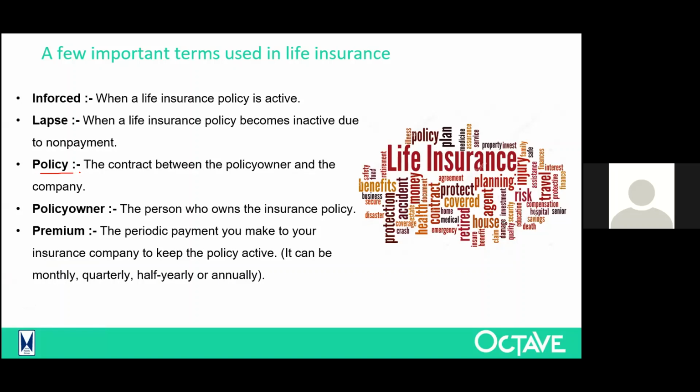Cool. Next, we have enforced and lapsed, points number 1 and number 2. Enforced is basically a second word for active. We say the policy is enforced. What that means is your current life insurance policy is in an active state. That means you have been paying all your premiums, which is another term I will explain later. You have been paying your premiums on time, and your policy is up to date and currently active.